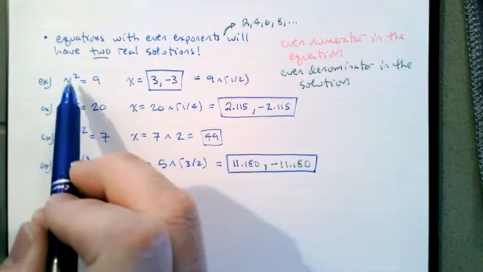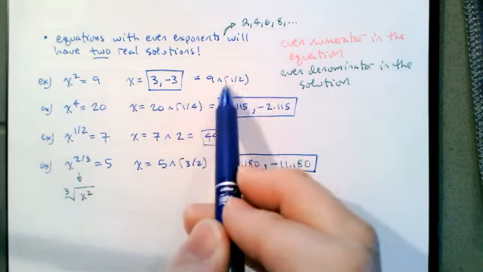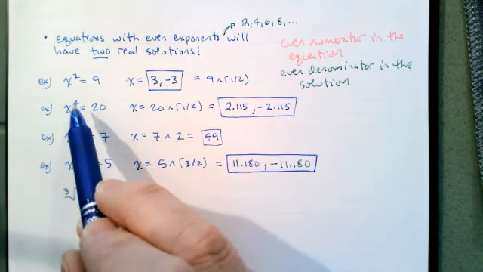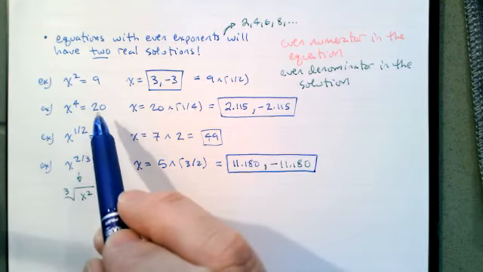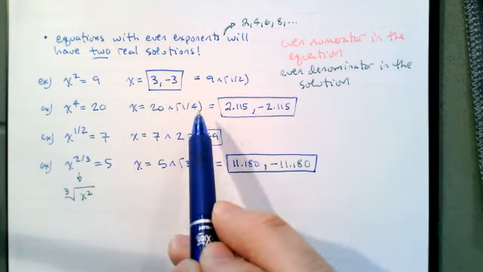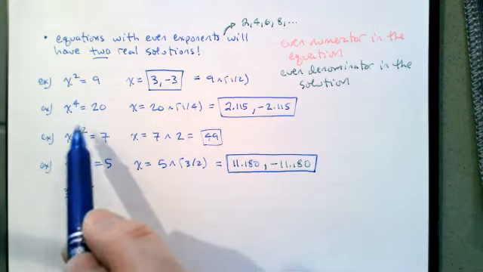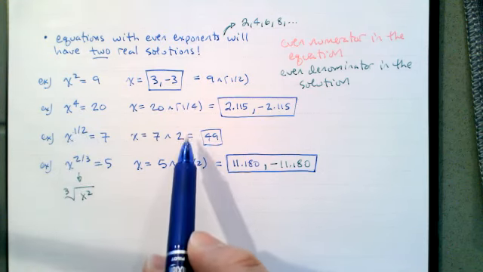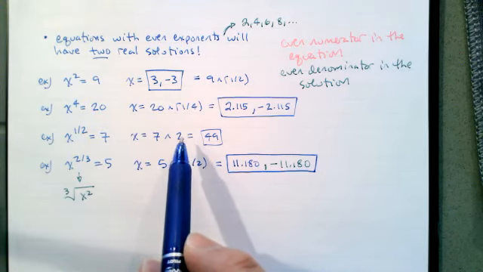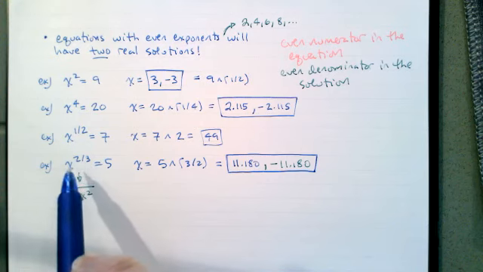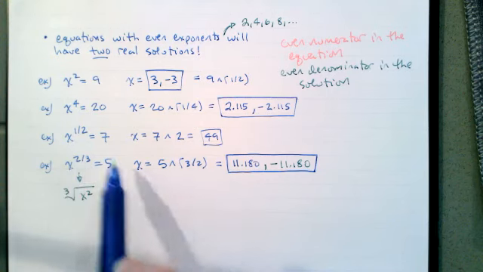In the equation, the exponent is even, 2. In the solution, 9 to the 1/2 power, the denominator of the exponent is even. X to the 4th is an even exponent in the equation, and it's an even denominator in the solution. X to the 1/2 is not an even numerator in the equation, and it's 2/1, so it's not an even denominator in the solution. X to the 2/3 is an even numerator in the equation, and that leads to an even denominator in the solution.